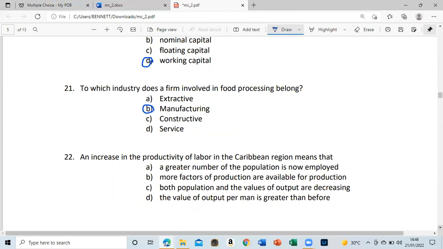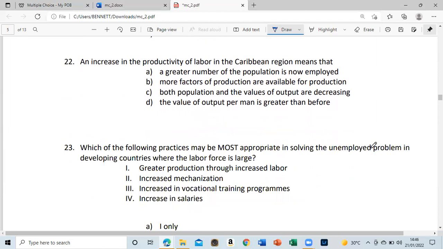Let's move on to 22. An increase in the productivity of labor in the Caribbean region means that a greater number of the population is now employed, more factors of production are available for production, population and value of output are decreasing, or is it D, the value of the output per man is greater than before. And that would be D, the value of the output per man is greater than before.